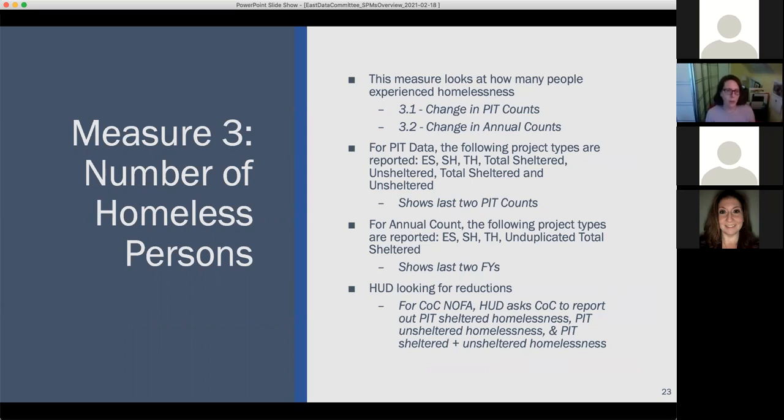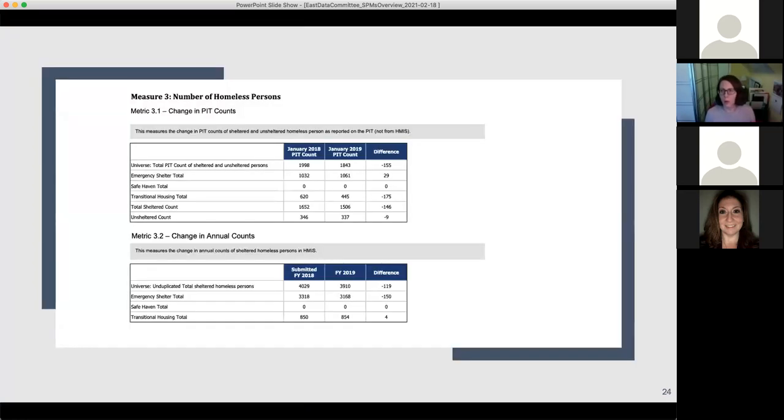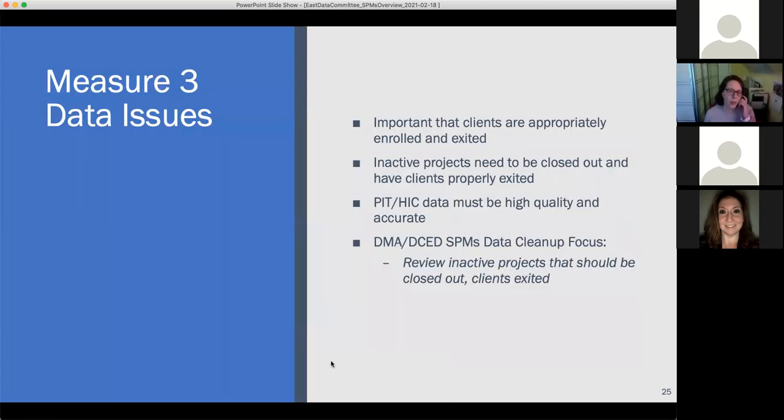For this one, HUD is obviously looking for us to continue to push down the number of people experiencing homelessness. And what we have to report out on the NOFA goes back to the PIT data, always the PIT data. Part of this is because what the PIT data has that the annual count doesn't is a count of unsheltered folks. So this is the data report out. And you can see it just reports out by different project types, and then we have unsheltered for the PIT data and not for the annual count data. But it's pretty straightforward.